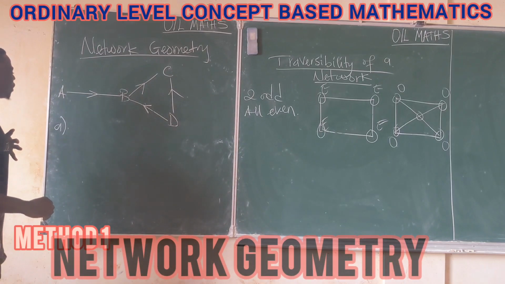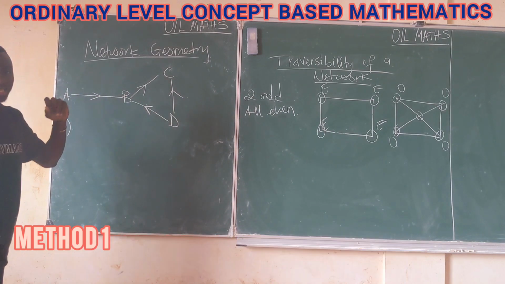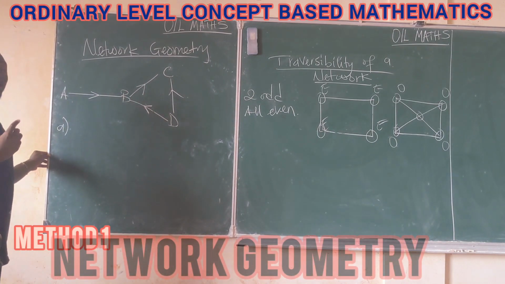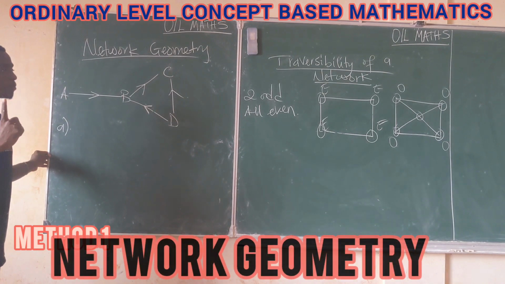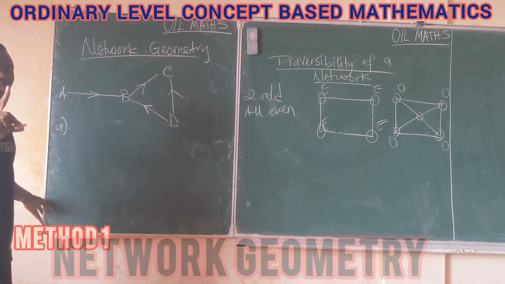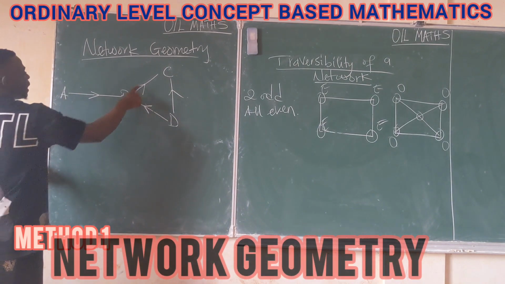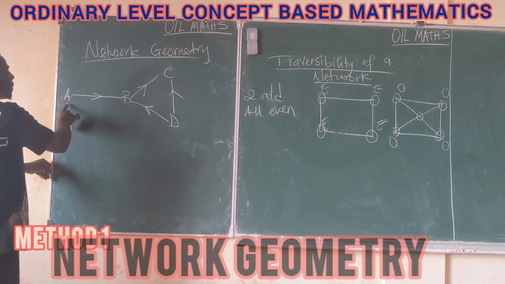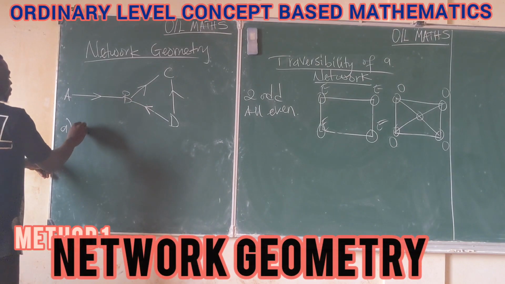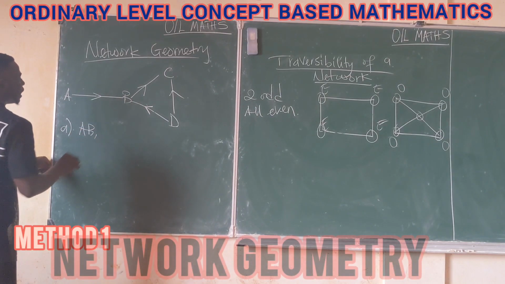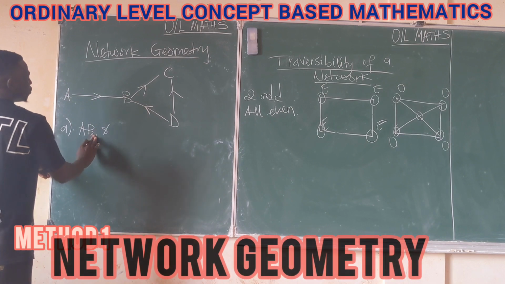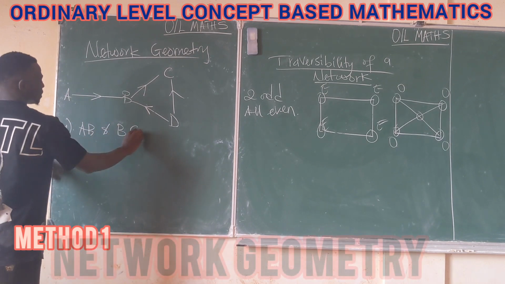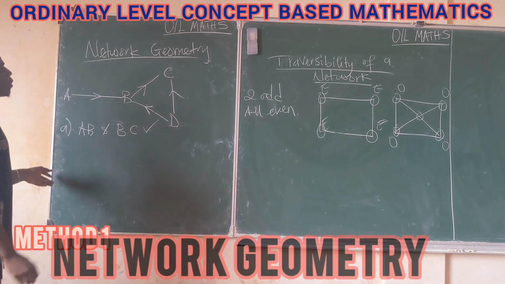So how many ways can we take to move from A to C? There is just one way to move from A to C. Remember, A should be the starting point and C should be the ending point. So we have A, B, and B, C. So the one way to move from A to C is what? The first one, move from A to B, and then we move from where? B to C.